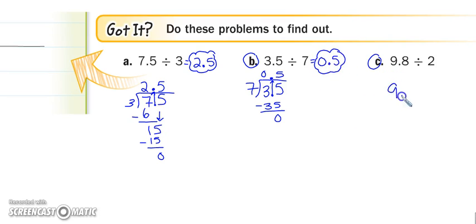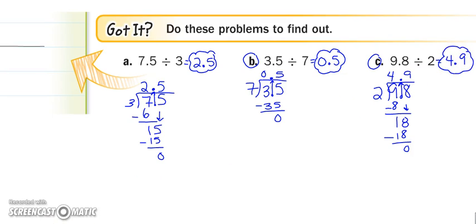C, 9.8 is my dividend. My divisor is 2. Shoot my decimal up. Notice I do that for every single one before I even start the math. 2 can go into 9 4 times. 4 times 2 is 8. 9 minus 8 is 1. Bring that 8 down. 2 times something equals 18. 2 times 9 equals 18. I subtract, there's none left over, so I get 4.9.